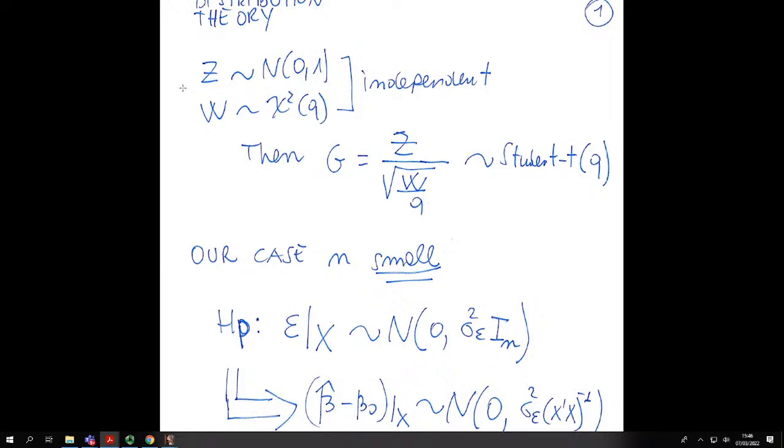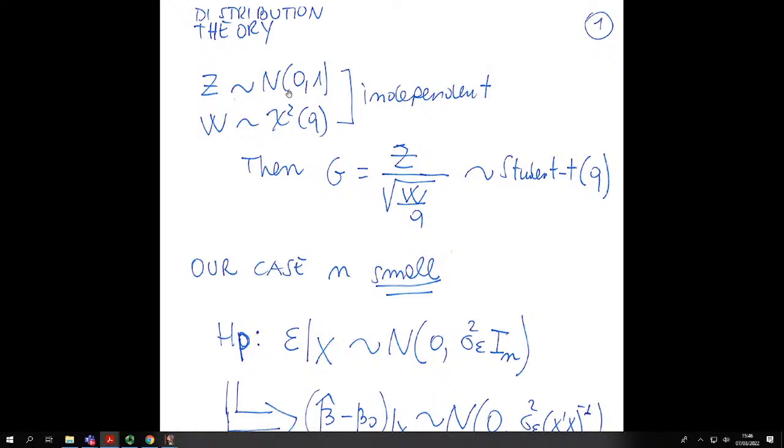So from a technical point of view, it means that the joint distribution of Z and W is given by the product of the probability of Z times the probability of W. Or if you prefer, if I condition Z with respect to W, I get the distribution of Z. The conditional is equal to the marginal. And if I condition W with respect to Z, I still have W.